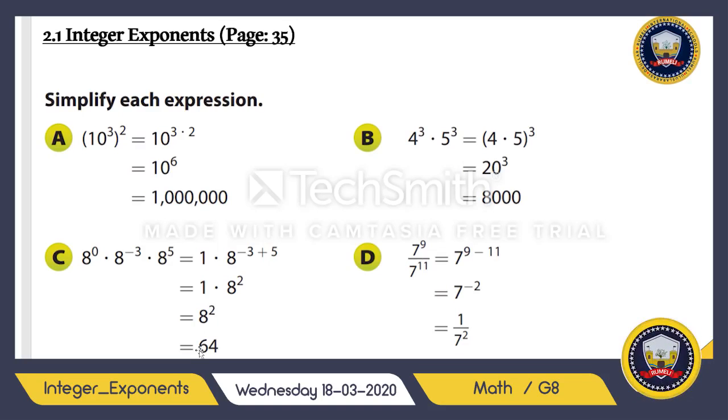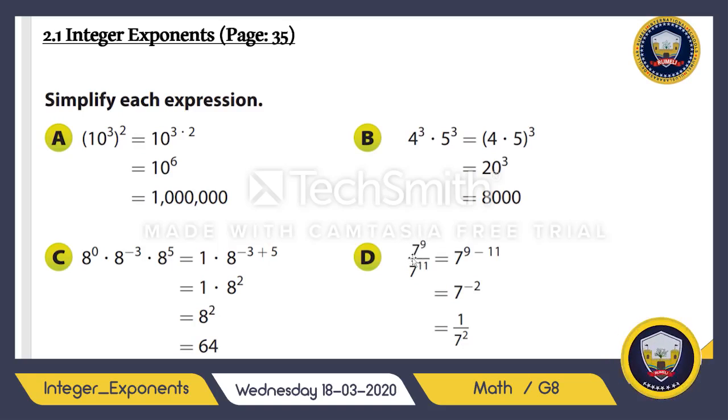Alright? In fact, we can do the same thing without changing this to 1. It will be 8 to the power of 0 minus 3 plus 5. 0 minus 3 plus 5 is 8 to the power of 2, which is again 64. That is the same.